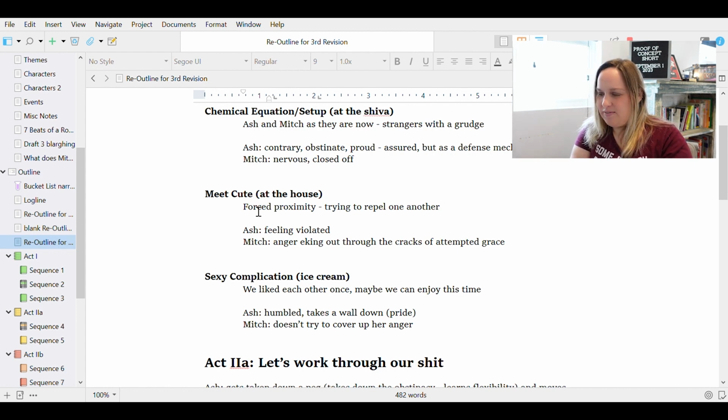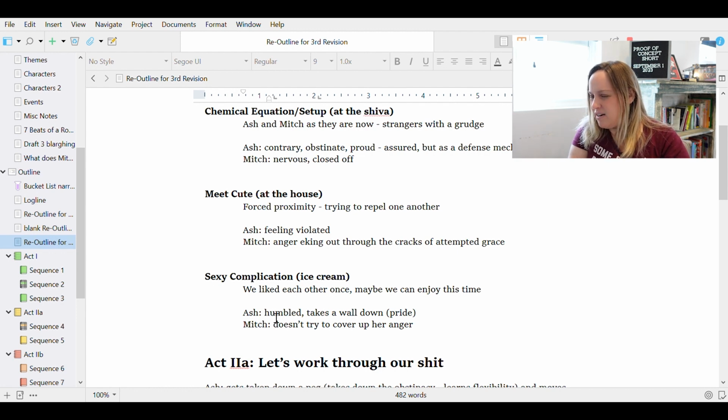The sexy complication, they get ice cream together. They happen to run into each other and they realize we like each other. Maybe we can enjoy this time that we have to spend together. And Ash is humbled because the reason that he kind of gives in is that he accidentally got Mitch's guitar wet and he feels bad. And Mitch, when she sees Ash humble himself, she says, okay, anger is an emotion that I feel and that seems to be okay. So she expresses her anger without this veneer of politeness.